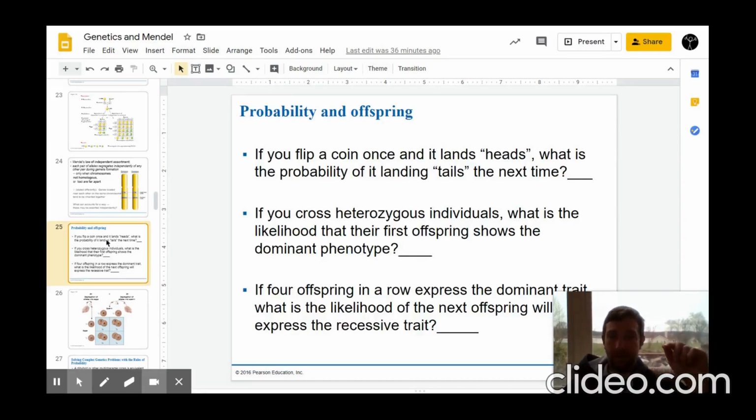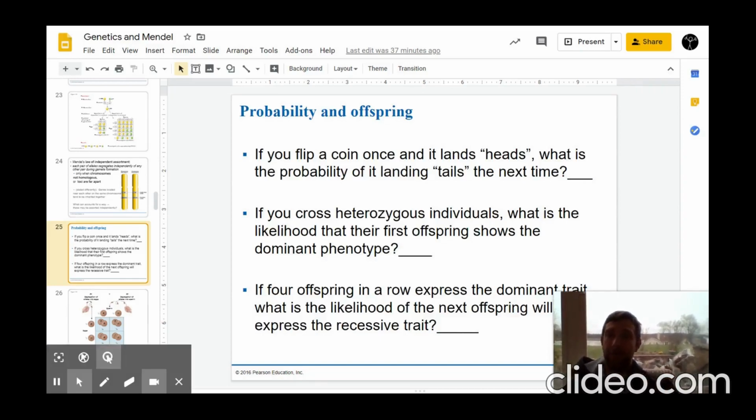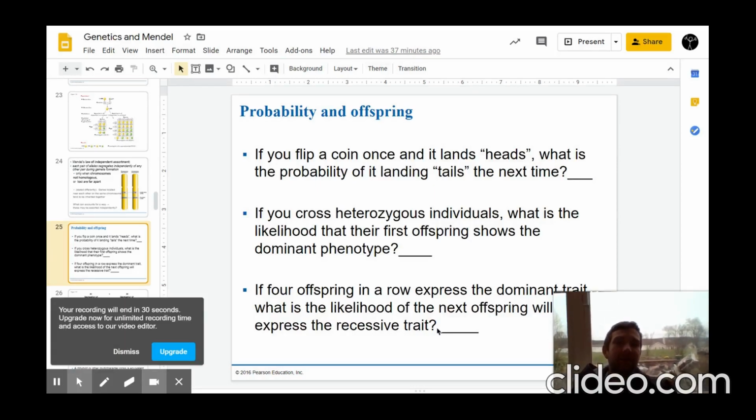We're going to have one double dominant, two heterozygous that show phenotypically dominant, and then one homozygous recessive. So we're going to see a 3:1 ratio there. And that's the same odds for the first offspring, the second offspring, the 100th offspring. It'll always be 3:1. And then same one here on this third question. If 4 offspring in a row express the dominant trait, what's the likelihood that the next offspring will express the recessive trait? It is the same rules.